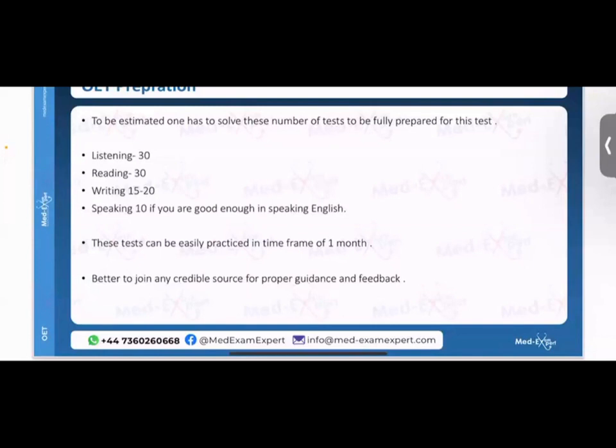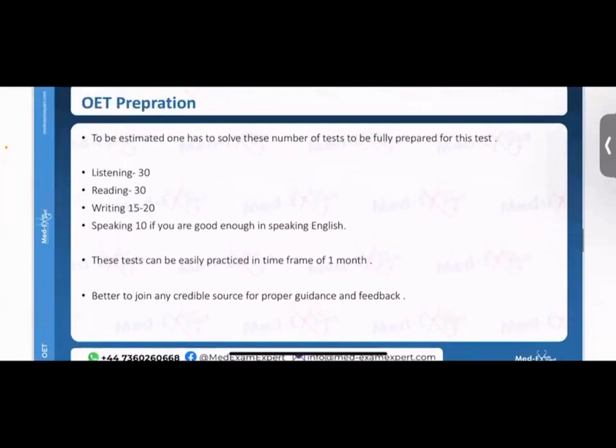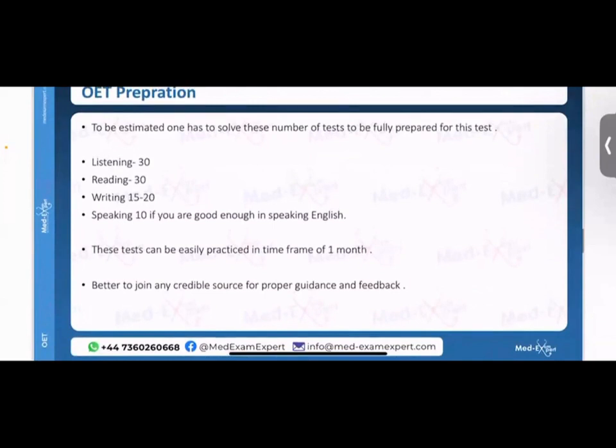So these tests can be easily practiced in the time frame of 1 month. For the listening and reading, you can find a number of materials available on the internet and other websites as well. And if you are willing to take all the things collectively, then I think Med Exam Expert is the better choice for you, because we are giving you each and everything, and all the tests and updated material are given on our website. So I think it is the best one.